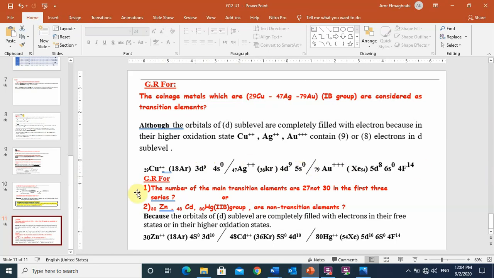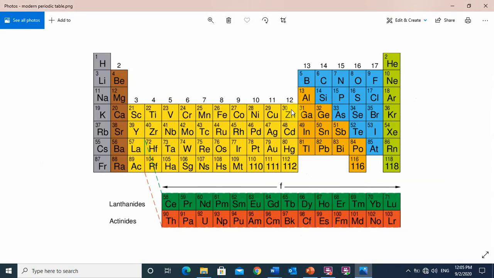Okay. The next question is: zinc, cadmium and mercury are not transition elements. Let's first take a look at the periodic table. Zinc, cadmium and mercury are the last three elements in each period. The electronic configuration of the normal atom of these elements is 4s2 3d10, or s2 d10. The oxidation states of these elements are positive 1 and positive 2.